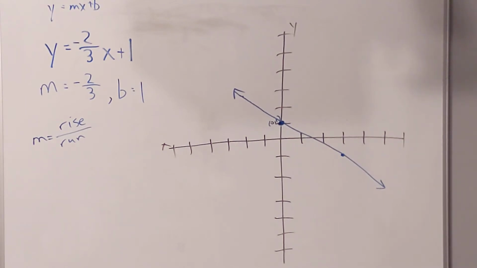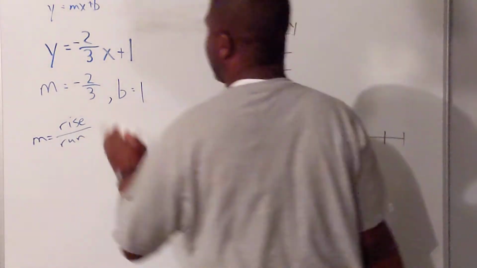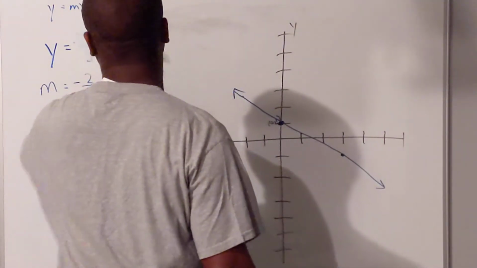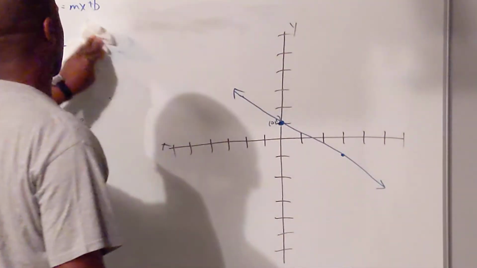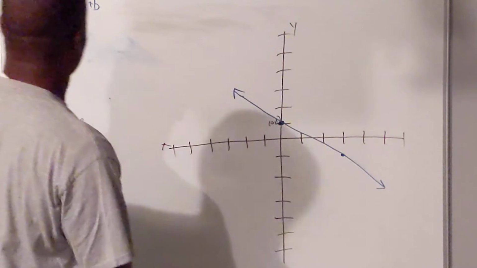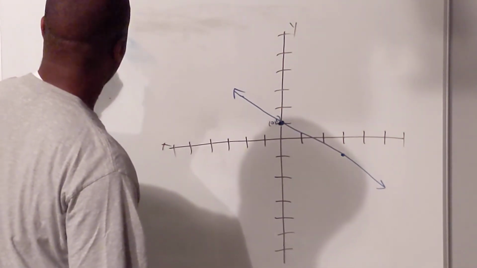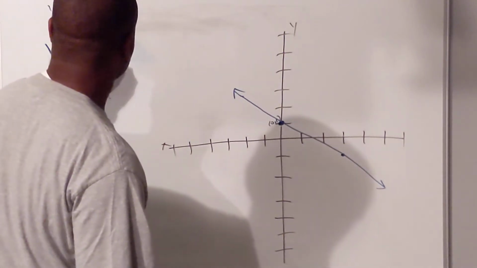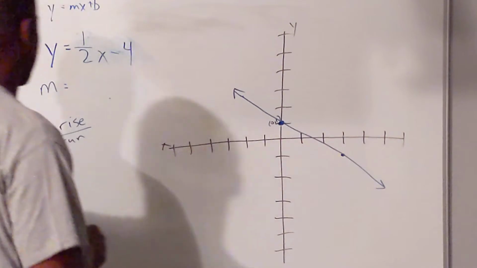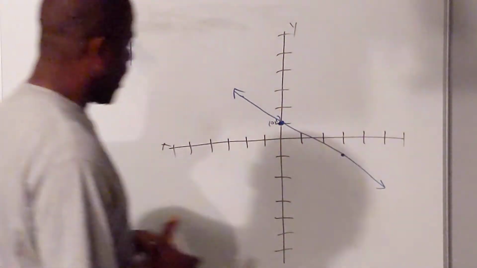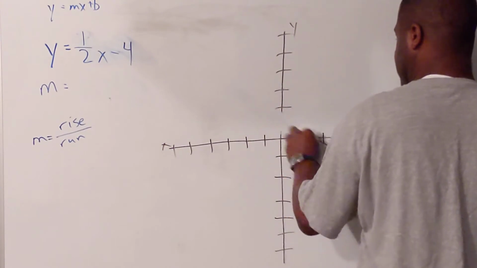All right. So now, just say hypothetically, we changed it. Just say we had y is equal to 1/2 x minus 4. Y equals 1/2 x minus 4. Let's erase this.